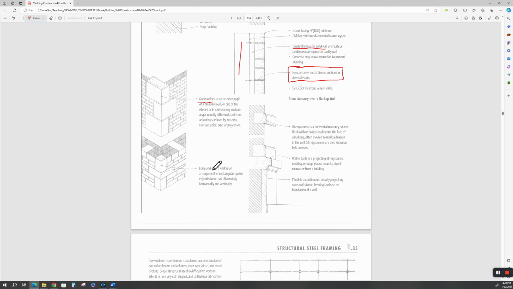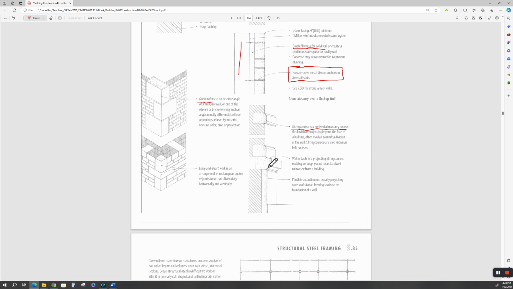All right, long and short work is an arrangement of rectangular quoins or jamb stones set alternately and horizontally and vertically in the corner, depending on your architectural look. String course is flush with or projecting beyond the face of a building, often molded to mark a division in the wall. String courses are also known as belt courses. You don't see a lot of this because of the cost anymore. Very few people build traditional old heavy stone and brick buildings.